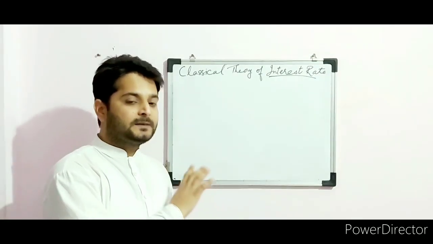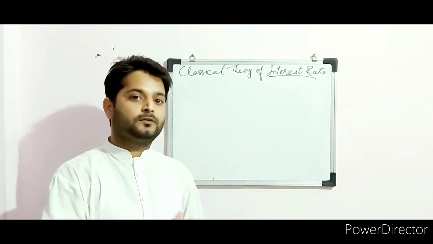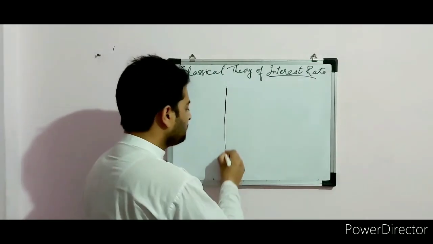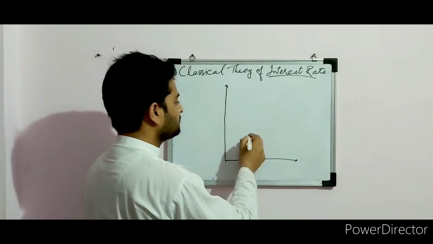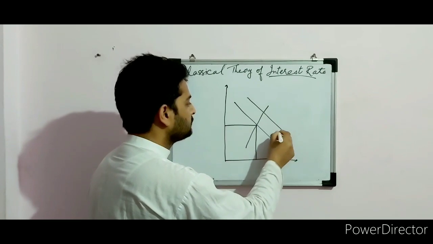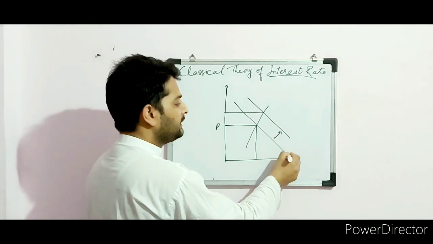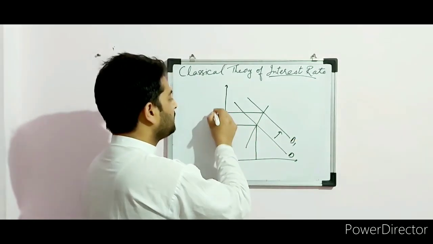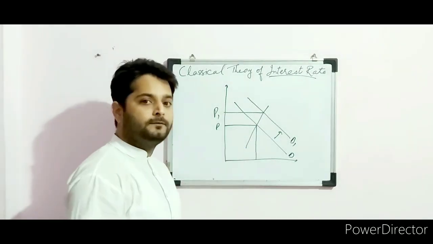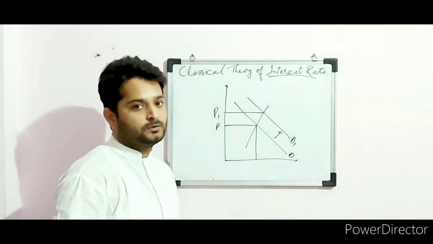Basically, the classical theory of interest rate revolves around the concept of demand and supply. As in the case of demand and supply, when the demand for any particular product increases, the price of that product also increases. This is the initial price, and when the demand shifts from D to D1, the price also shifts from P to P1. In the same way, when the demand for money increases, the price of money also increases.